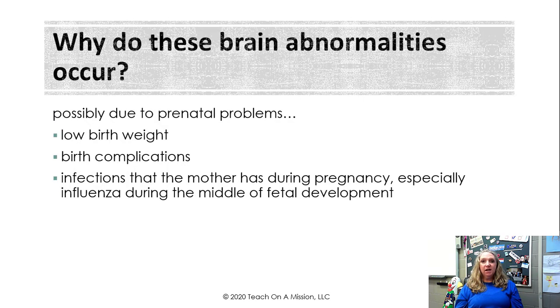Why do these brain abnormalities occur? Possibly due to prenatal problems. So low birth weight, birth complications, and infections that the mother has during pregnancy, especially influenza during the middle of fetal development. And this is why it's so important that they always recommend pregnant women get the flu shot if they're going to be pregnant during flu season.